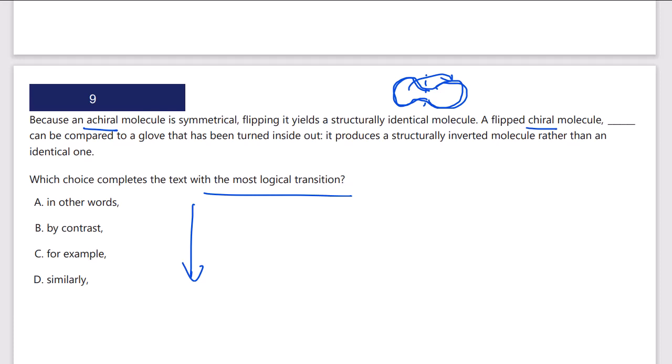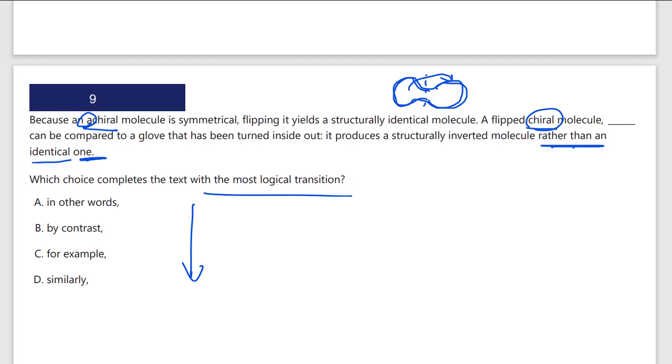A flipped chiral molecule, blank, can be compared to a glove that has been turned inside out. It produces a structurally inverted molecule rather than an identical one. Okay, so an achiral molecule, you flip it, it is identical. A chiral molecule, you flip it inside out, and it is not identical. So these are contrasting ideas between these two, the achiral and the chiral molecule.